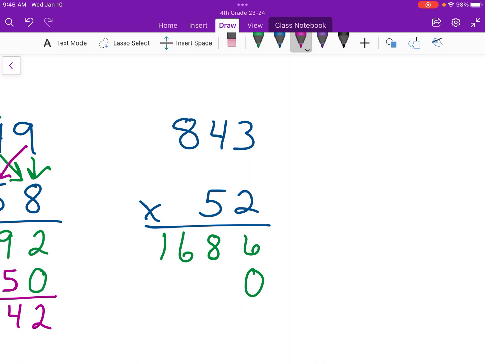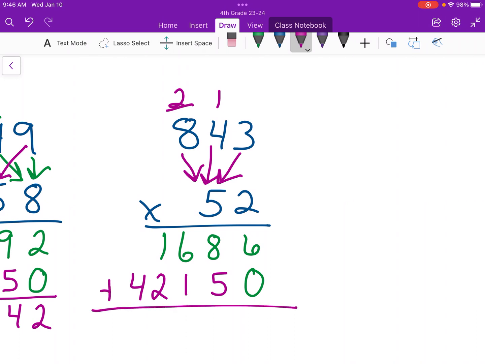Next step is to use the 5. So 3 times 5 is 15. Carry the 1. 4 times 5 is 20. Plus 1 more is 21. Keep the 1, carry the 2. And 8 times 5 is 40. Plus our 2 makes it 42. Make sure we line up our place values.